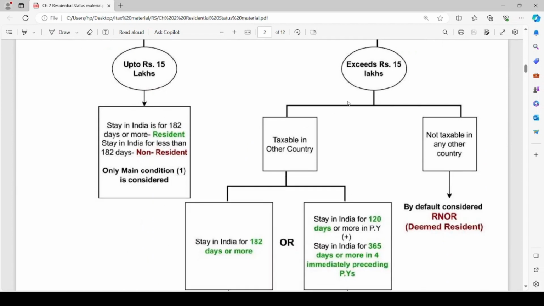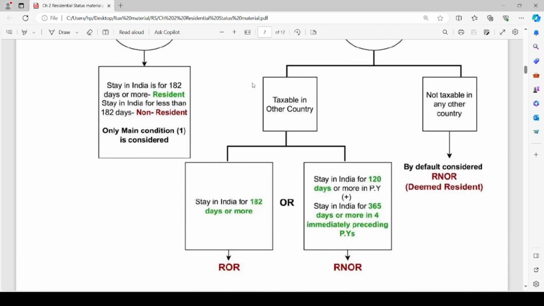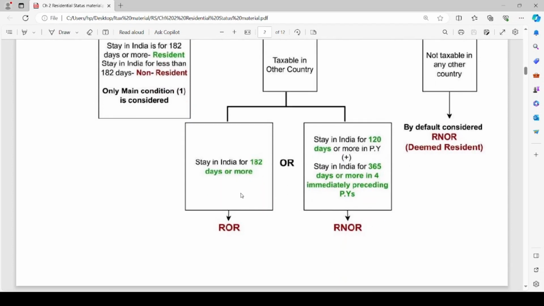In the last condition, when the person's total income, excluding foreign income, exceeds rupees 15 lakh and he is taxable in other country, we have to categorize him either as ROR or RNOR, and tax assessment will be done accordingly. Such person will be considered to be ROR if his period of stay in India is for 182 days or more. If such person's stay in India is not for a period of 182 days or more, his period of stay in India is less than 182 days.